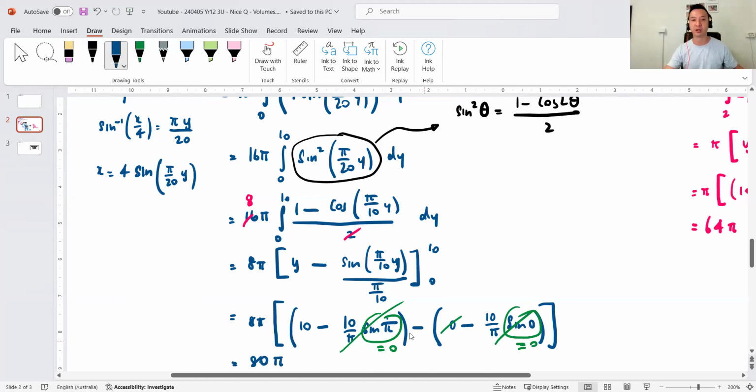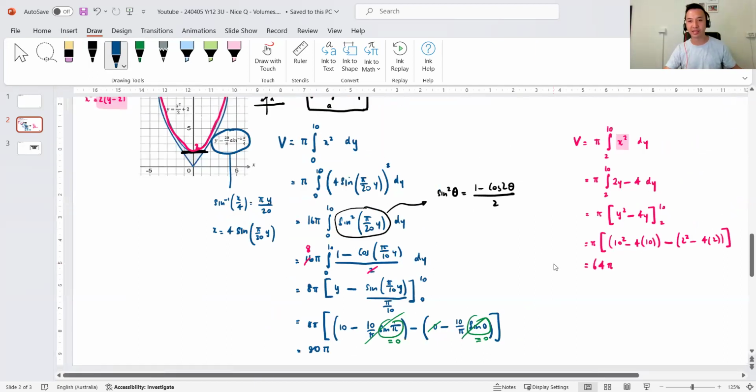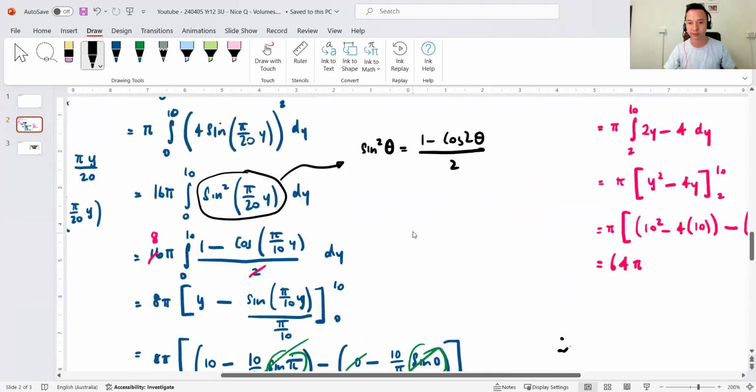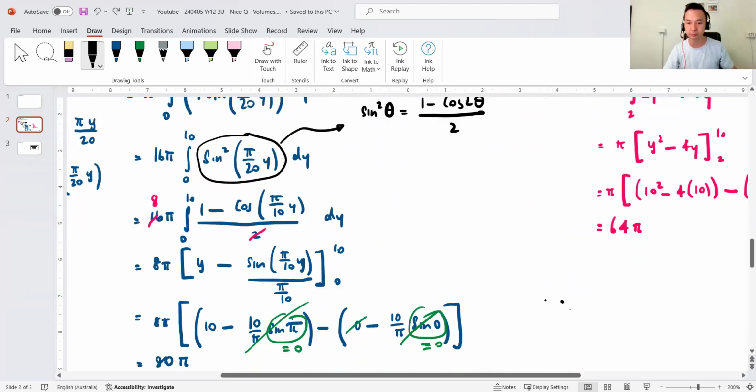So guys, hopefully that was okay. That's just integration. Your answer is going to be blue minus pink in terms of volume. Therefore, volume equals 80 pi minus 64 pi, which is 16 pi units cubed.